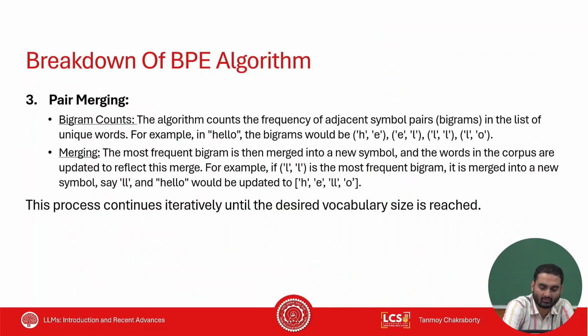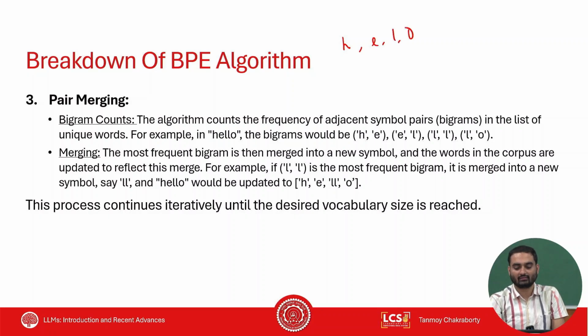Now, what is step 3? Step 3 is merging. Once we have identified the base vocabulary, we look at all combinations of these characters. So far we have H, E, L, O, these 4 characters. Then we look at all possible combinations of characters. We start with bigrams, character bigrams. Let's say HE, EL, HL, HO, LO, and so on.